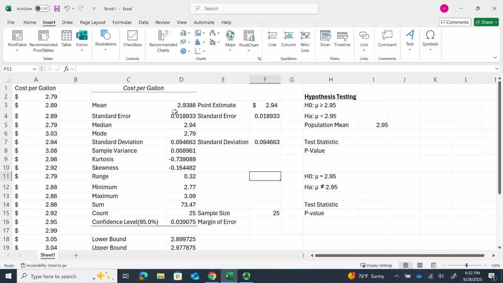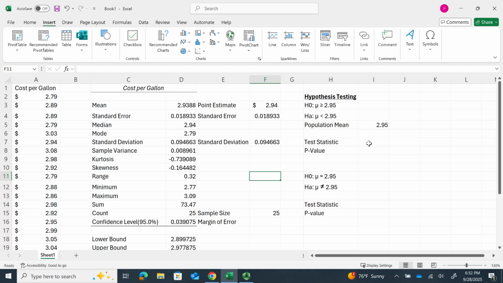What I did is I generated the summary statistics using the data analysis tool pack. And I have these values right here as my summary statistics. If you don't know how to do that, watch one of my other videos and it'll show you how to generate the summary statistics using the data analysis tool pack.